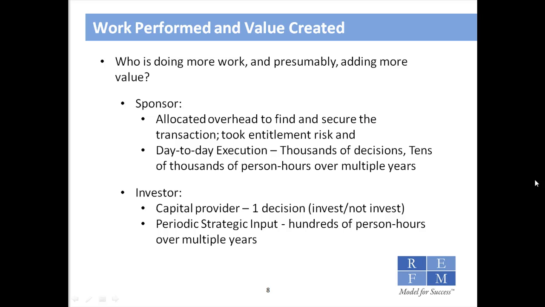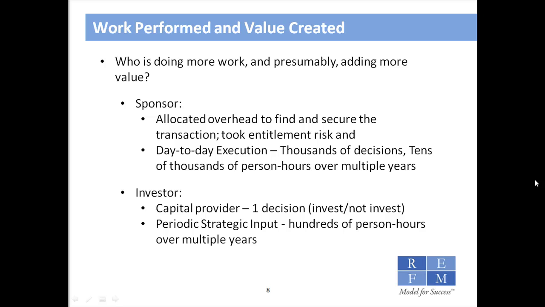It is critical to understand that there is a fundamental tension when partners team up, which is described by asking who is impacting the performance of the investment more, and presumably adding more value in the partnership. The sponsor allocated overhead to find and secure the transaction, and if it is a development transaction, has taken the entitlement risk. They have also, through tens or hundreds of thousands of person hours over multiple years, made thousands of decisions related to the day-to-day execution of the investment.